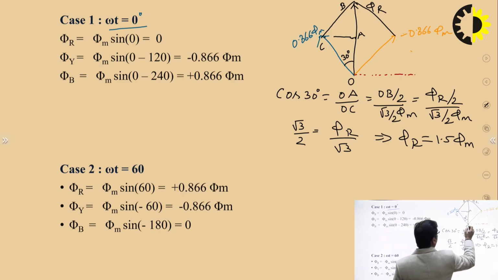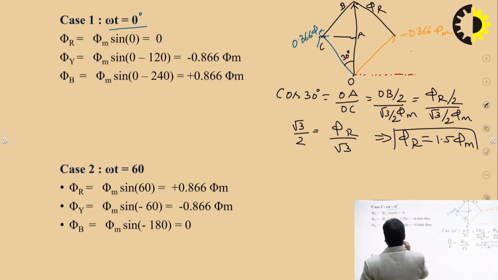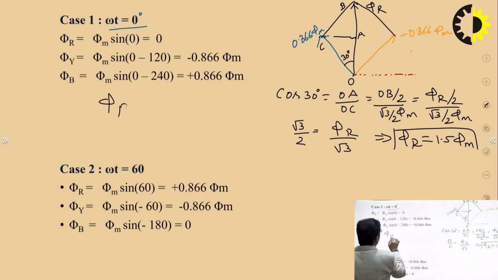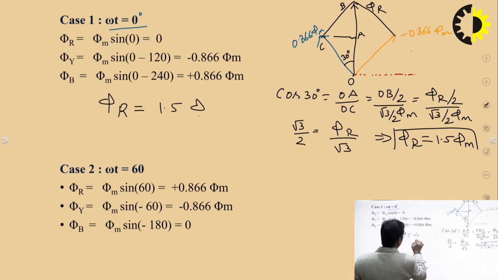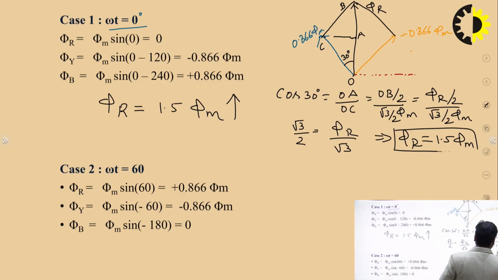And its axis, the direction of axis, is vertically upward. So this is the resultant flux. You can write here the resultant flux will be equal to 1.5 times phi m, and its axis is upward. You can see its axis is upward at theta, or omega t, equal to 0 degree. So this is the first case that we have taken.